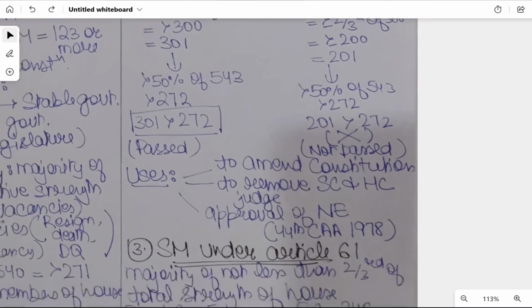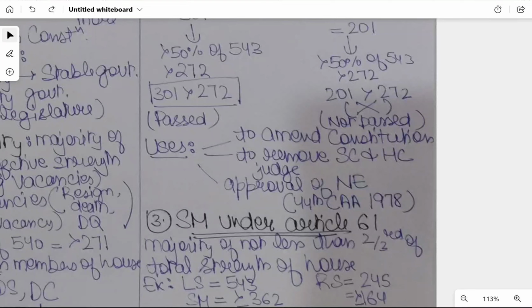It is used in three conditions. First, to amend the Indian Constitution. If you have to amend the Constitution, you have to use this majority. Secondly, to remove Supreme Court and High Court judges. A point to remember: Supreme Court and High Court judges are removed through the removal process and are not impeached. Only the President of India is impeached from his office and not the Supreme Court and High Court judges. Third, approval of national emergency, which was made after the 44th Constitutional Amendment Act 1978. Earlier it was simple majority.